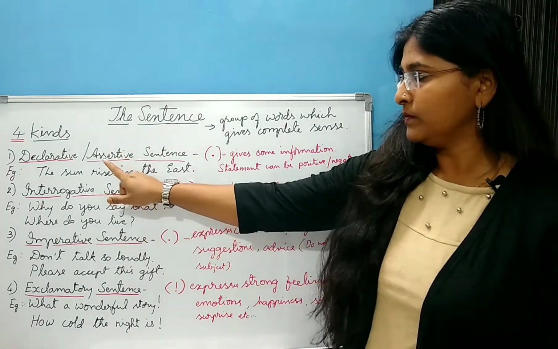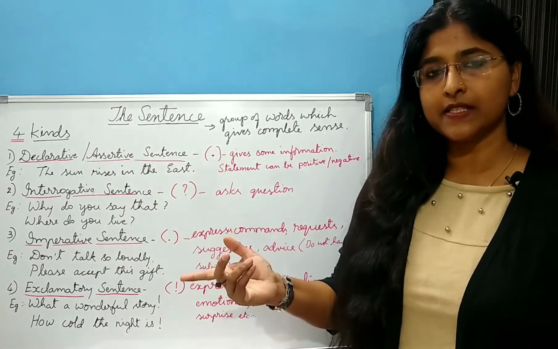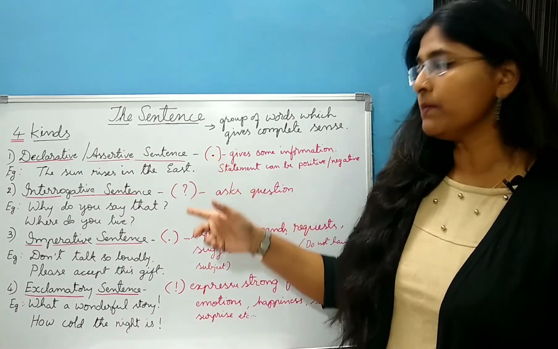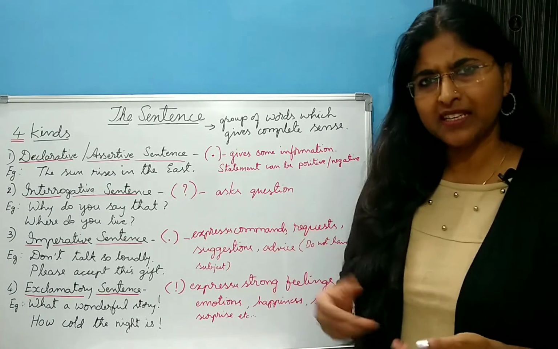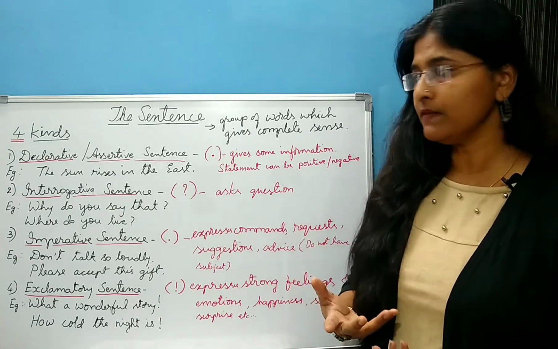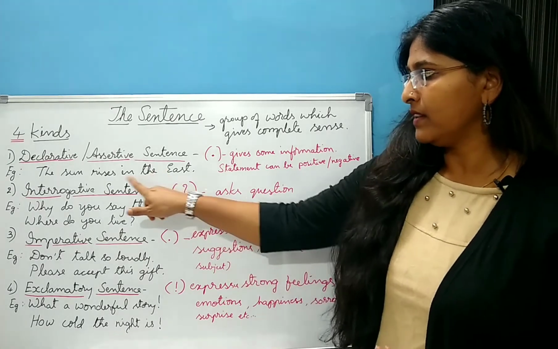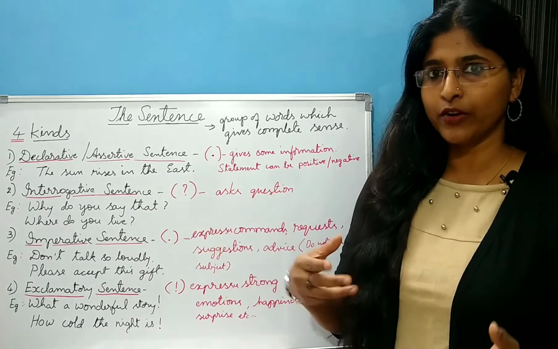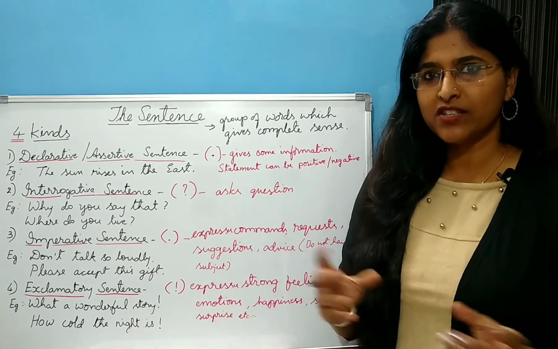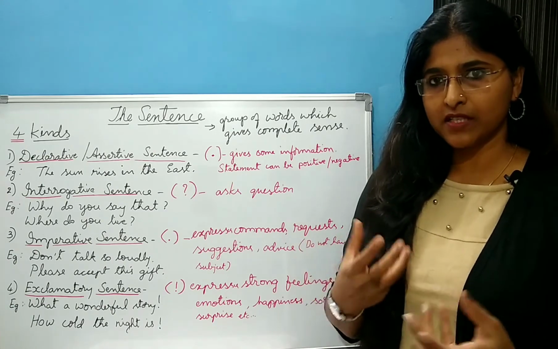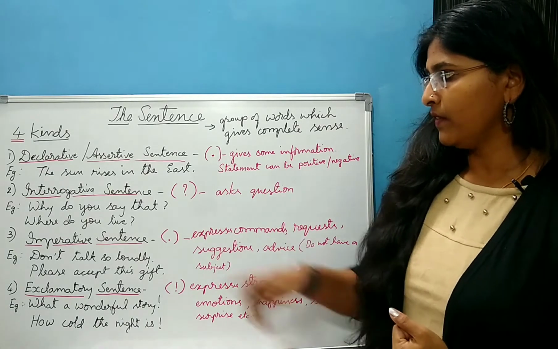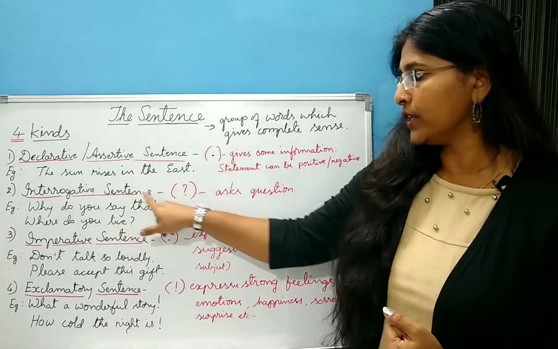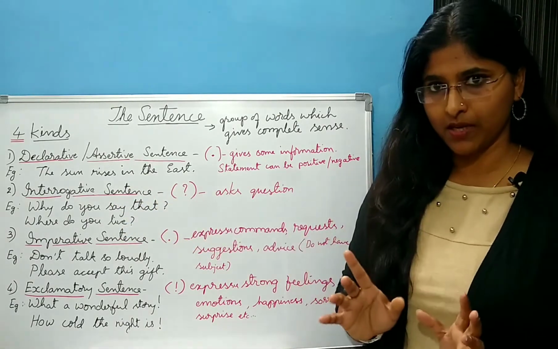The first one, declarative or assertive sentence. It ends with a full stop. It gives some information and it's a statement. It can be positive or negative. Like, the sun rises in the east. The boy is playing in the ground. So it's just information. The sentence gives information and it's a fact. It talks about fact.